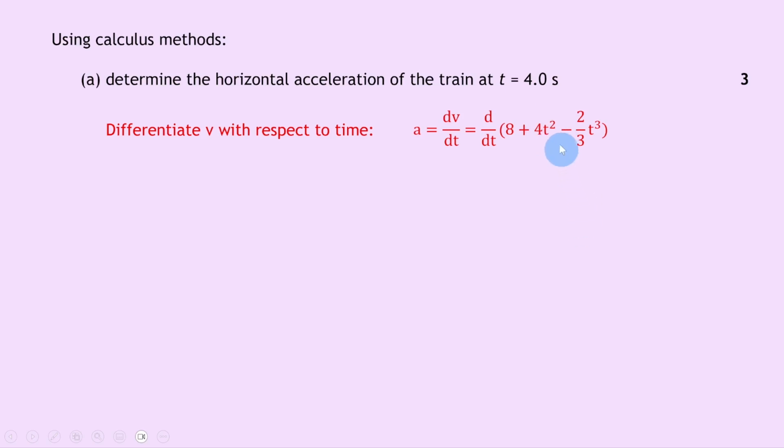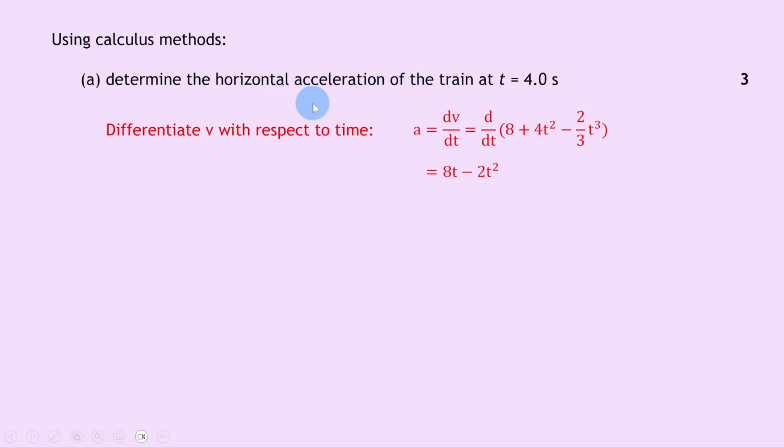So if we do that, remember differentiating involves bringing the power down and multiplying by the number in front, and then taking 1 away from the power. So if we've just got the number 8, that's a constant, so that becomes 0 when we differentiate it. When we have 4t squared, that will become 2 times 4 times t to the 1, so that will be 8t. Minus 2/3 t cubed. If we bring the power down there, that will be minus 2 times 3 over 3, which is minus 6 over 3, which is minus 2, and then we take away 1 from the power, so that will be minus 2t squared. So we have a equals 8t minus 2t squared.